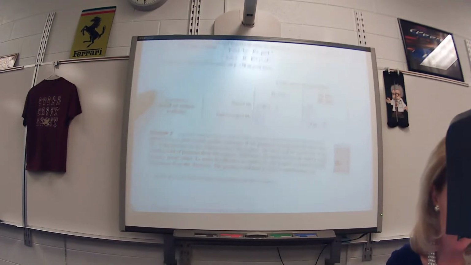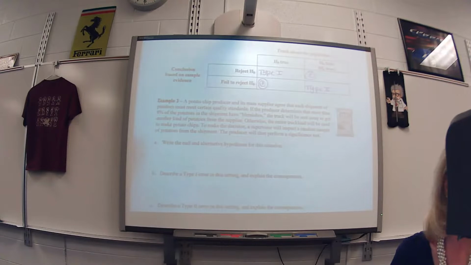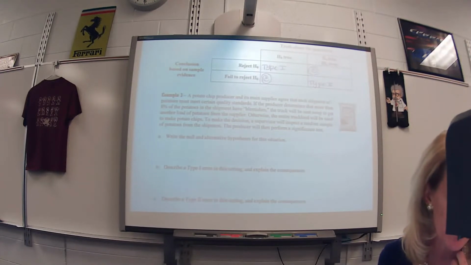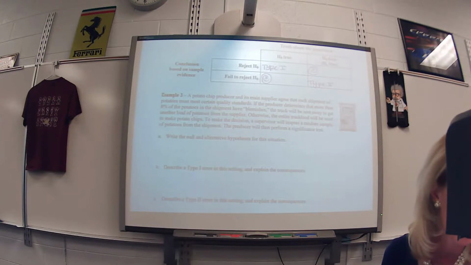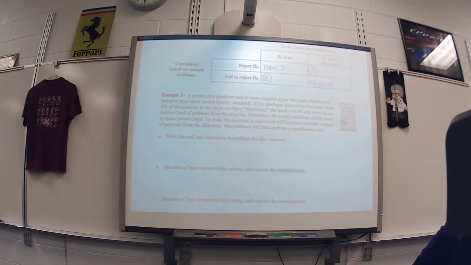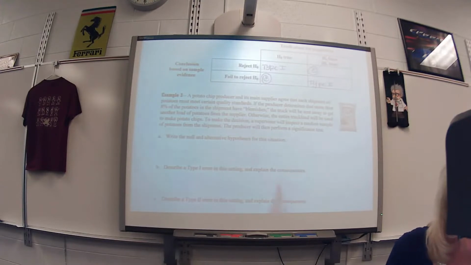All right, so let's do an error example here. Potato chips. A potato chip producer and its main supplier agree that each shipment of potatoes must meet certain quality standards. If the producer determines that more than 8% of the potatoes in the shipment have blemishes, I'm not sure what that means. Maybe bruises. Maybe there's a little eyeballs on the, no. You know, potatoes get those little eyes on them. They're so gross. Okay, whatever.